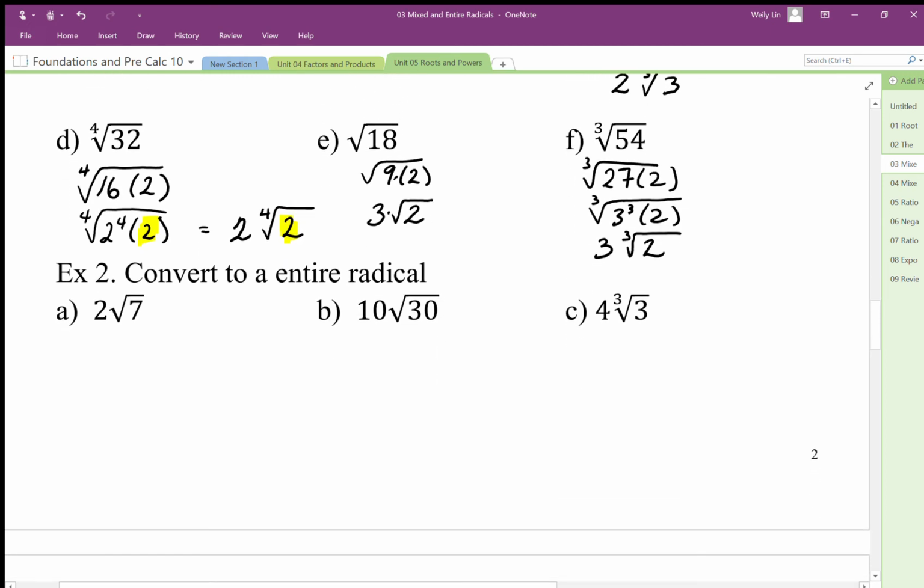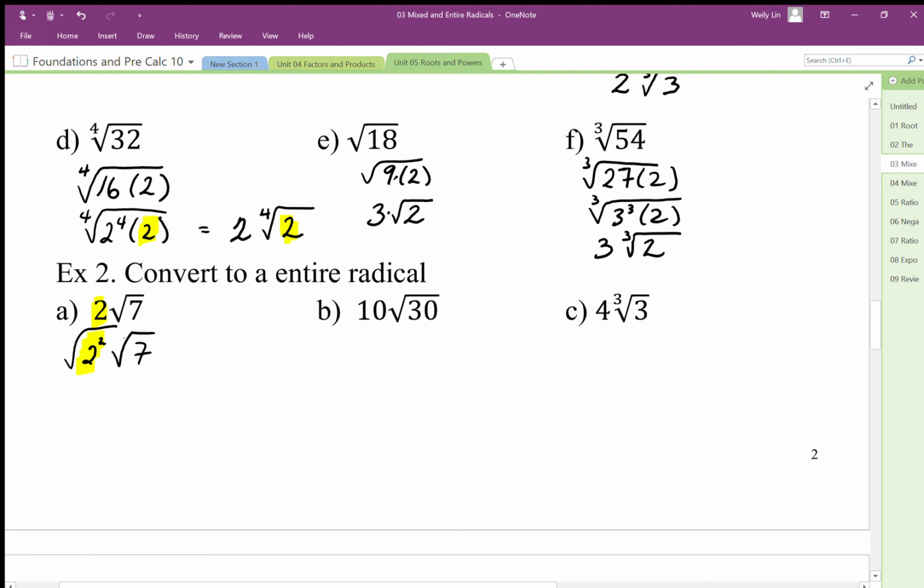We can do the opposite. So in this case here, we pulled out the 2 on the outside. So we basically did the 4th root of 2 to the power of 4. The opposite can be done. If we have a number on the outside, we can put that 2 inside as 2 to the power of 4. So this is how we're going to approach making an entire radical. We're going to take our 2 square root 7, and we're going to make this 2 into 2 squared square root, which is the same as 2.